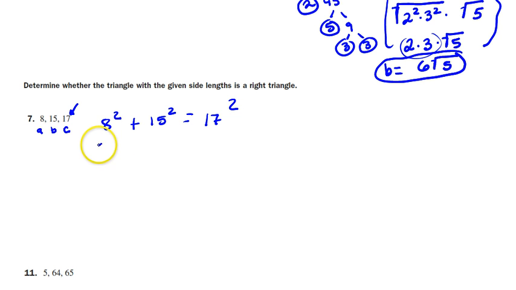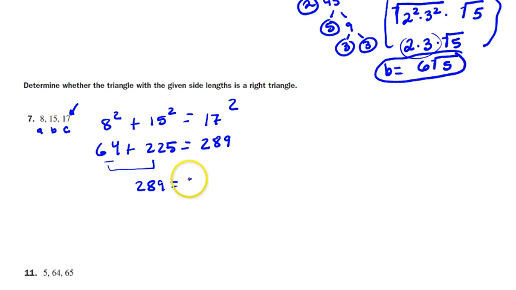I have to square first, so 64 plus 225 equals 289. When I add these two, I get 289 equals 289. Well, this statement is true.